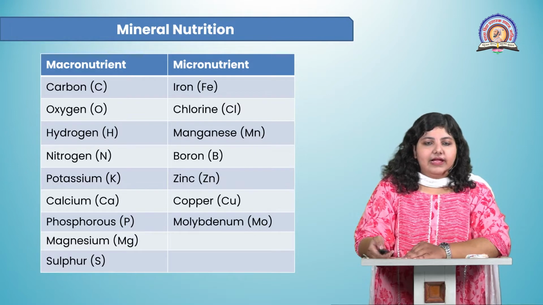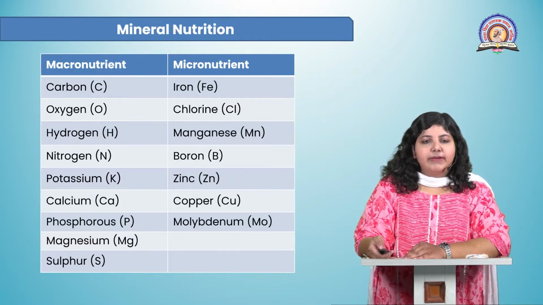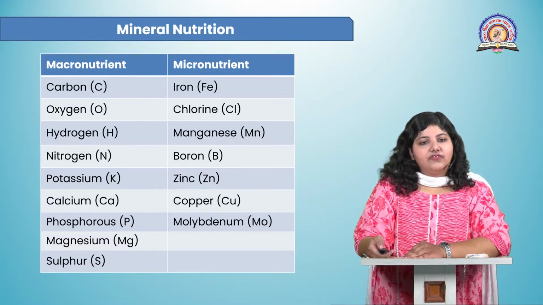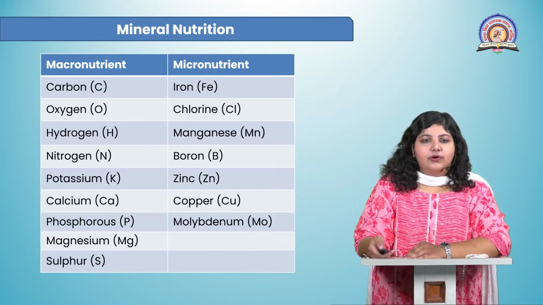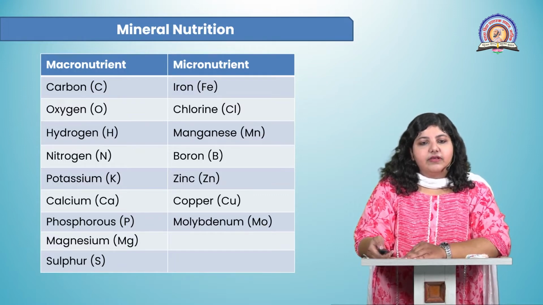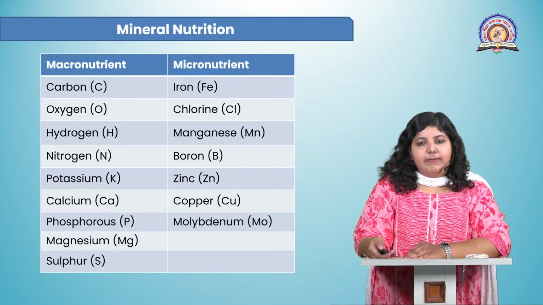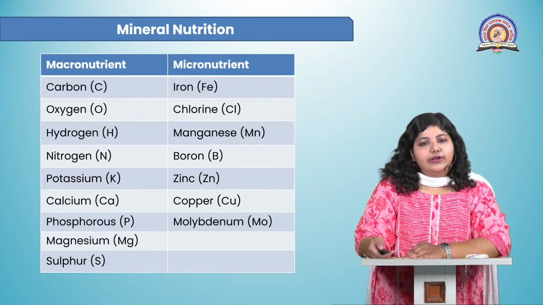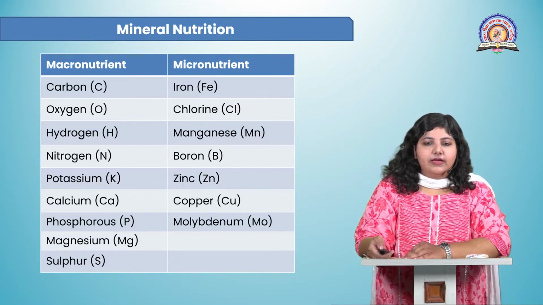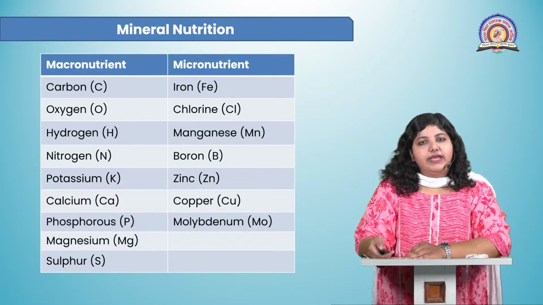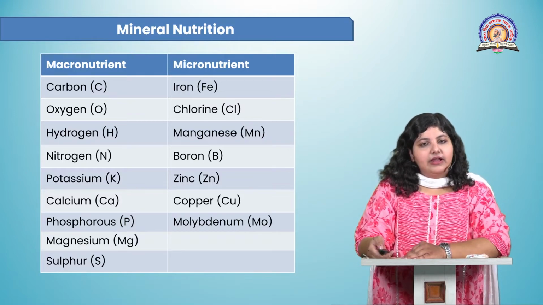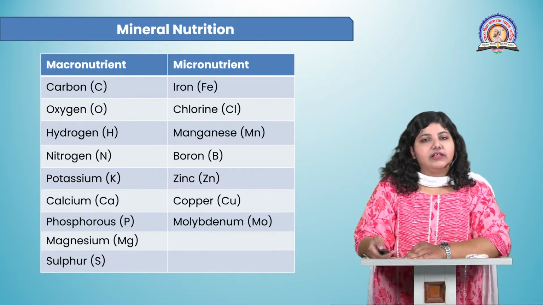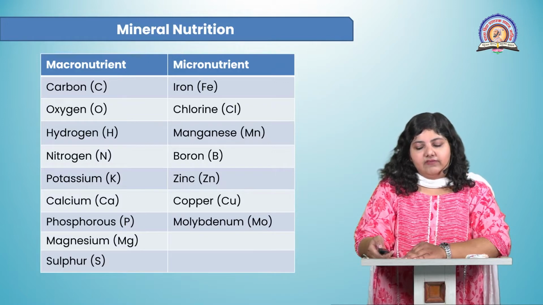You can see that in the slide in the table given. Now the macronutrients which are essential are as follows: carbon, oxygen, hydrogen, nitrogen, potassium, calcium, phosphorus, magnesium and sulfur. And micronutrients which are considered to be essential are as follows: iron, chlorine, manganese, boron, zinc, copper, and molybdenum. So, based on these three criteria, known as Arnon's criteria, these 16 elements, macronutrients and micronutrients, are considered to be essential for the growth and development of plants.